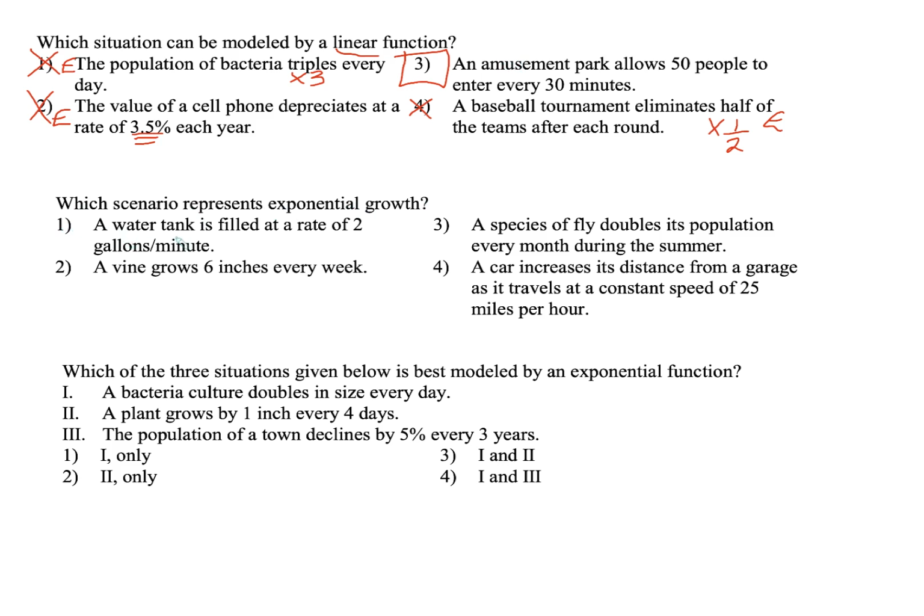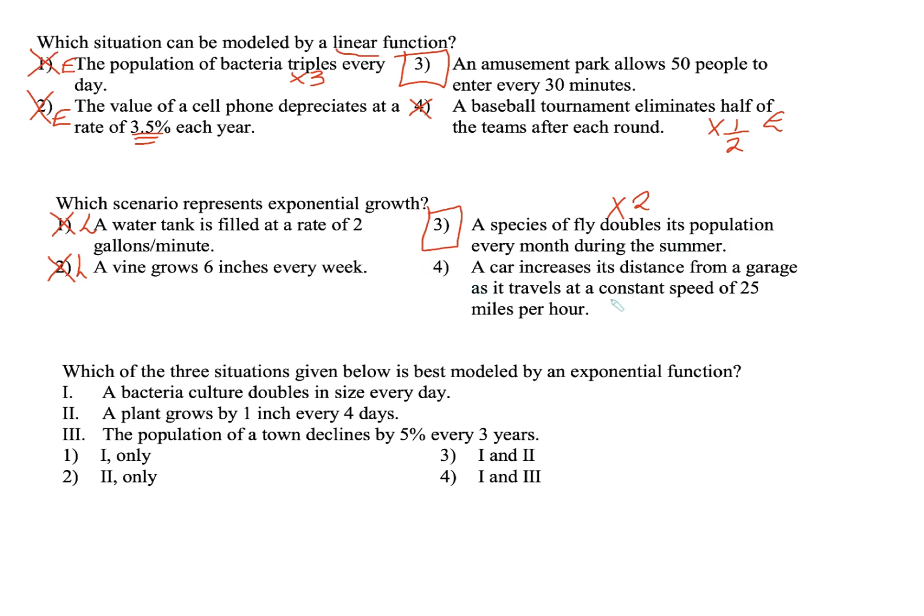Number 1 states a water tank is filled at a rate of 2 gallons per minute. So every minute you're filling with 2 gallons. This will be considered linear, so we can exclude. Number 2, a vine grows 6 inches every week. So every week we're adding 6 inches. That will be considered a linear function. We're going to exclude number 2. 3, a species of fly doubles, which means times by 2, its population every month during the summer. Number 3 is our exponential growth.